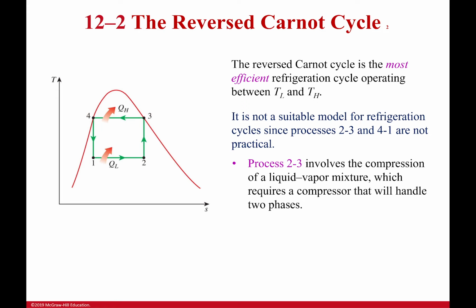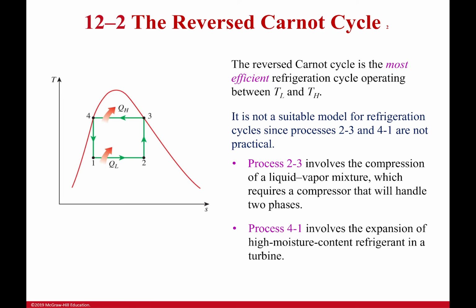So first off, process 2 to 3. That's when we're compressing a liquid vapor mixture. We've talked about this in the past that we like compressing liquids. We like compressing vapors. We do not like compressing both at the same time. So we need a very expensive compressor that can handle 2 phases. So that's not going to work for us.